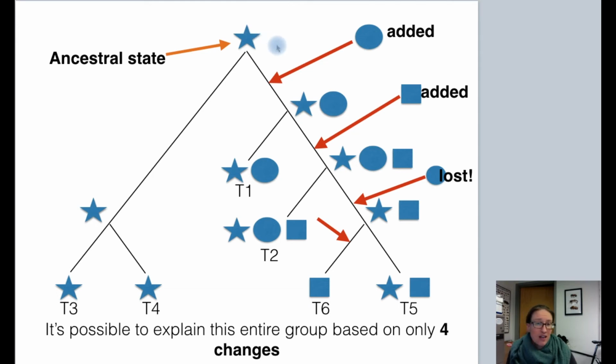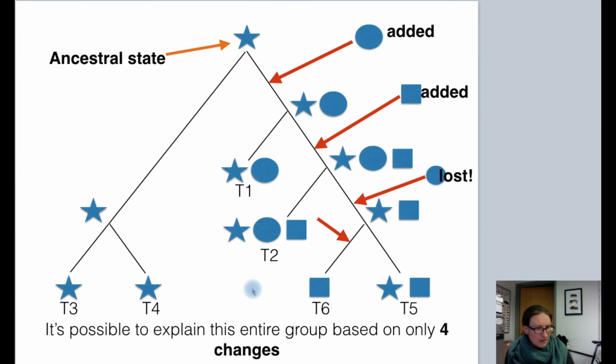So the simplest number of steps to explain the evolutionary relationships between these 6 taxa involves a series of 4 different changes to these traits or to these characters. So the addition of the circle, then we get taxa 1, the addition of the square, we get taxa 2, and then a loss of the circle, that gets us to taxa 5, and then a loss of the square, or of the star, which gets us to taxa 6.